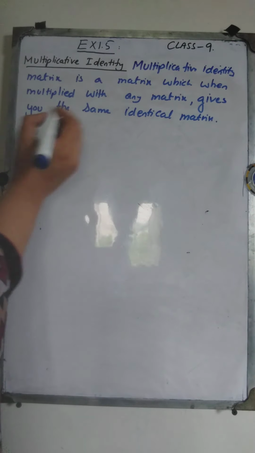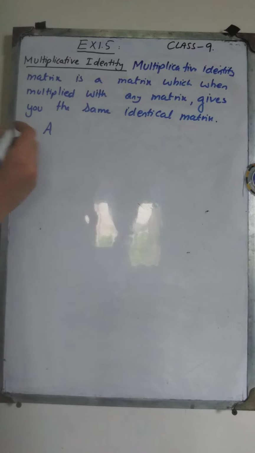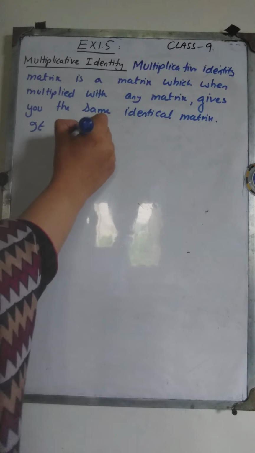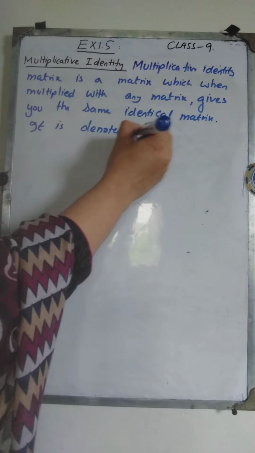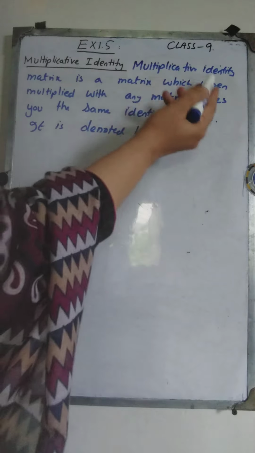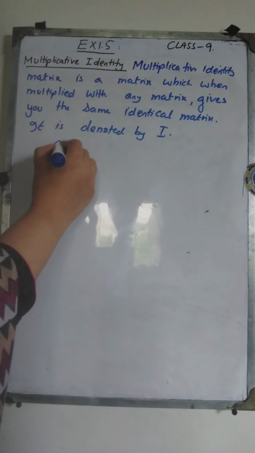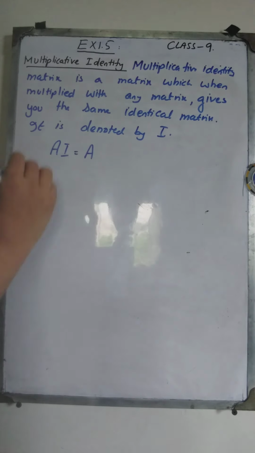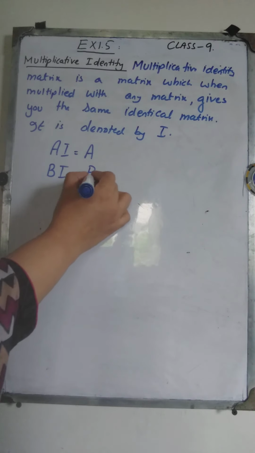Okay, for example, when you have a matrix A, the identity is denoted by capital I. So capital I is a matrix which when multiplied with any matrix gives you the same matrix back. For example, when it multiplies with A, it gives you the same matrix A. When it multiplies with B, it gives you the same matrix B.